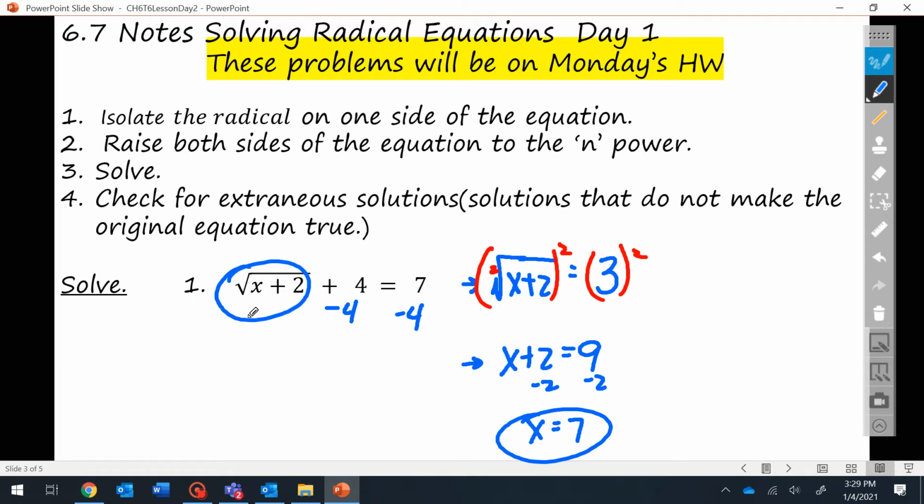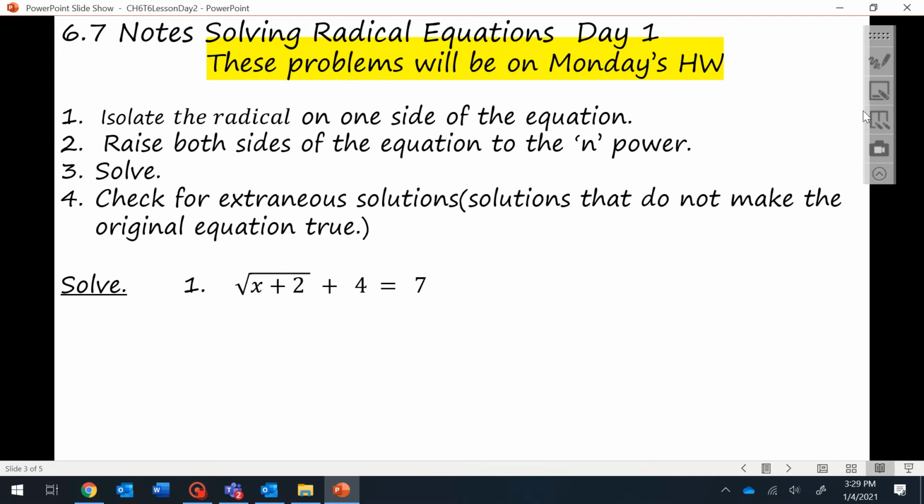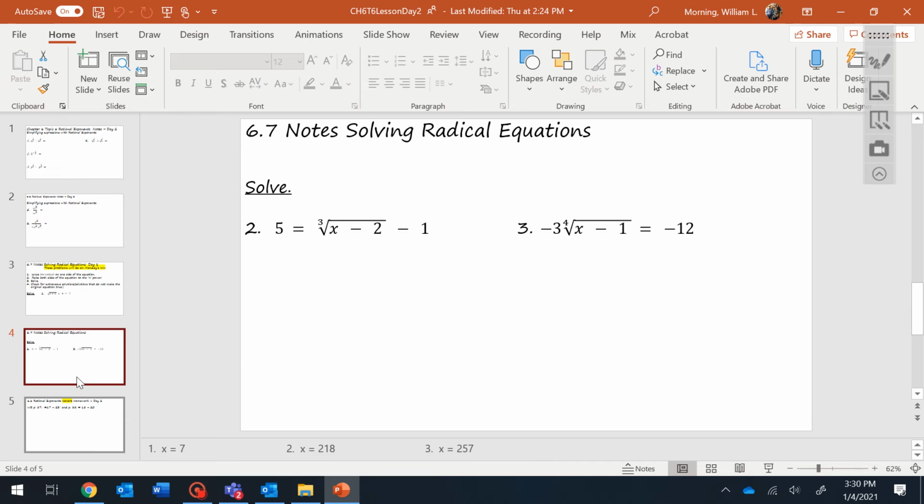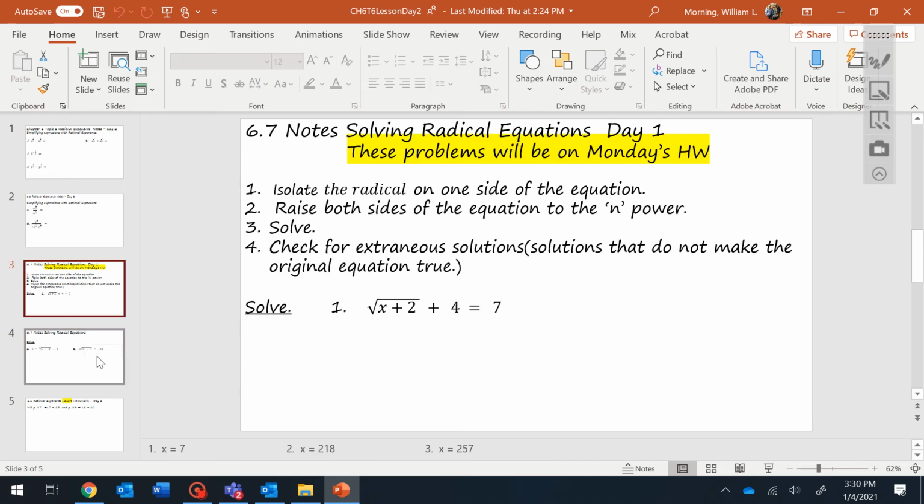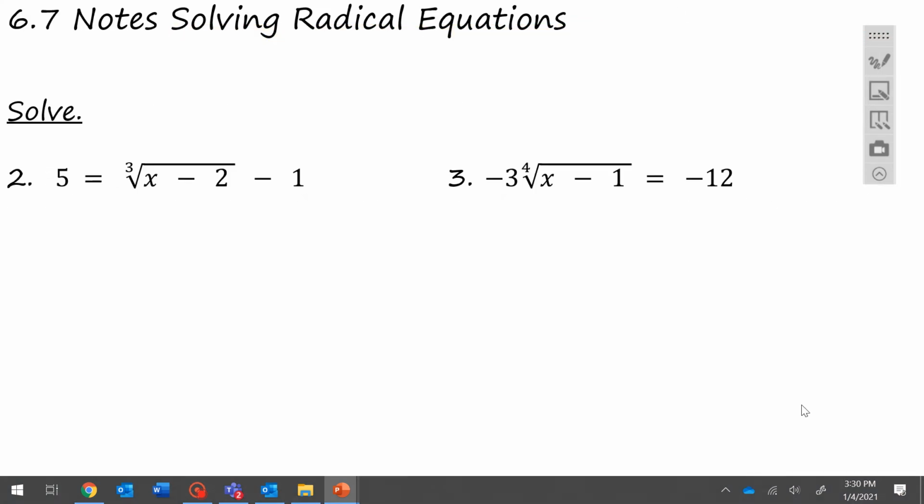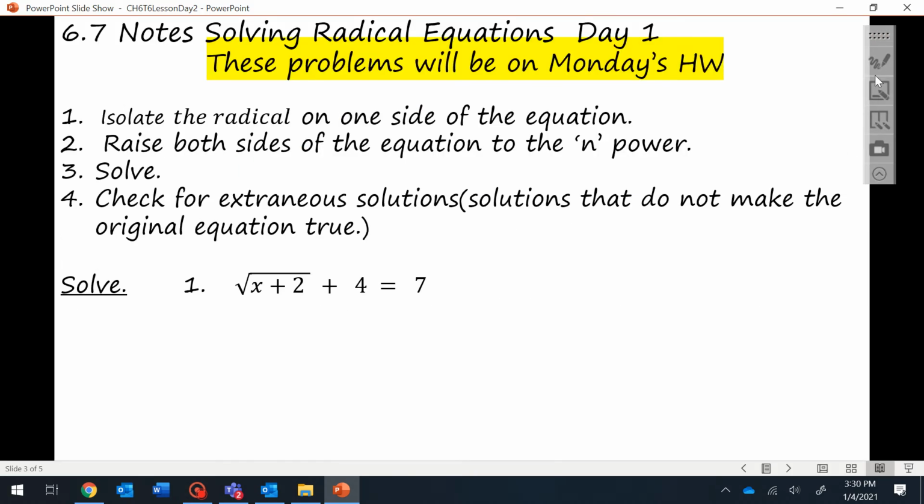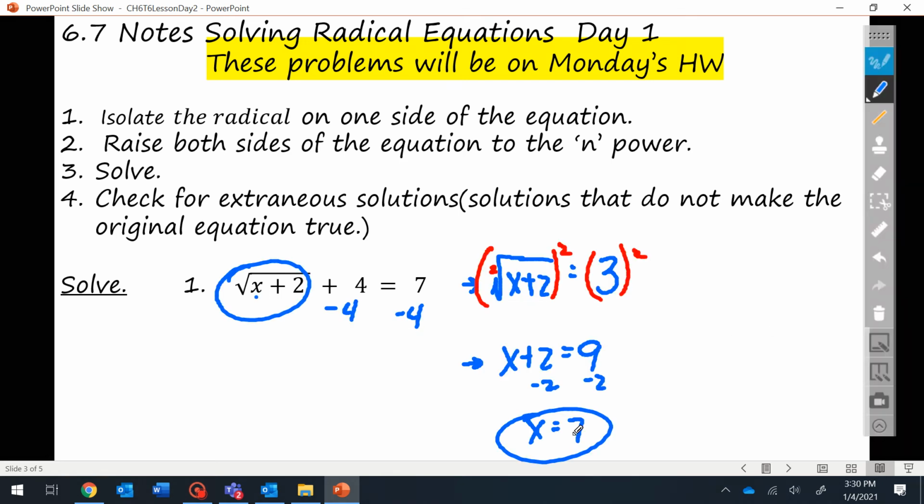And let's check this solution. 7 plus 2 is 9. The square root of 9 is 3, and 3 plus 4 equals 7. So here we have our solution, x equals 7. Alright, so our solution to number 1, x is equal to 7.